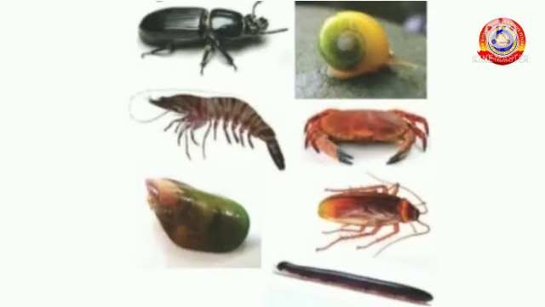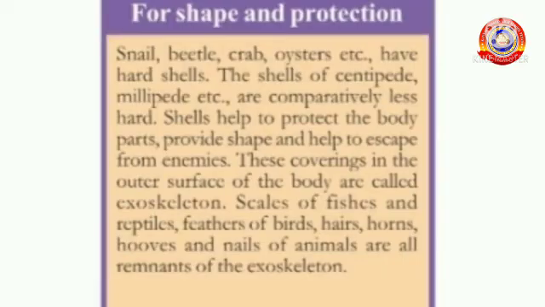Snail, beetle, crab, oysters, etc. have hard shells. The shells of centipede, millipede, etc. are comparatively less hard. Shells help to protect the body parts, provide shape and help to escape from enemies. These coverings on the outer surface of the body are called exoskeleton. Scales of fishes and reptiles, feathers of birds, hairs, horns, hooves and nails of animals are all remnants of the exoskeleton. Now you know about the endoskeleton and exoskeleton.